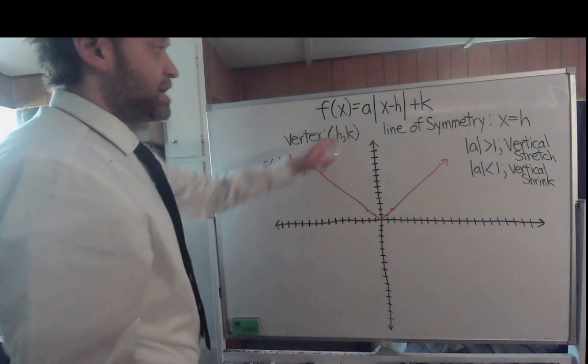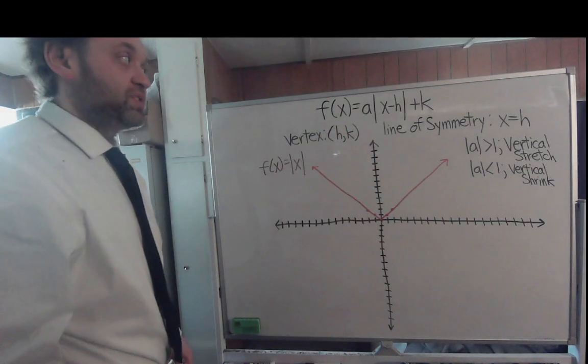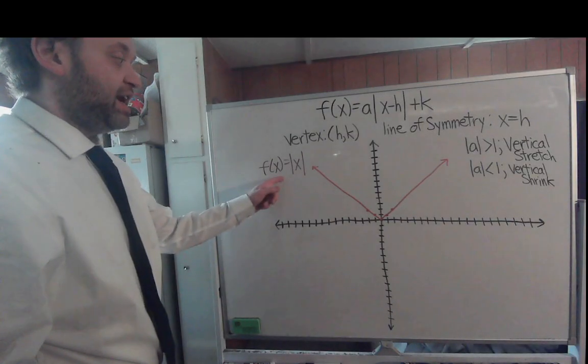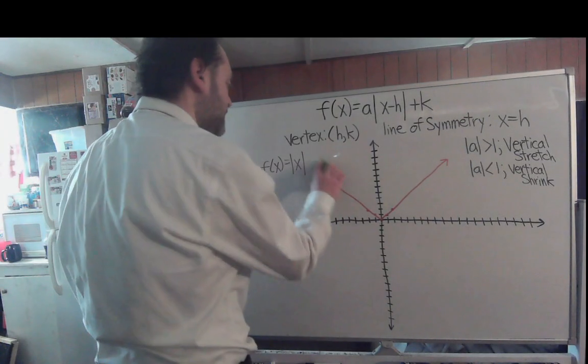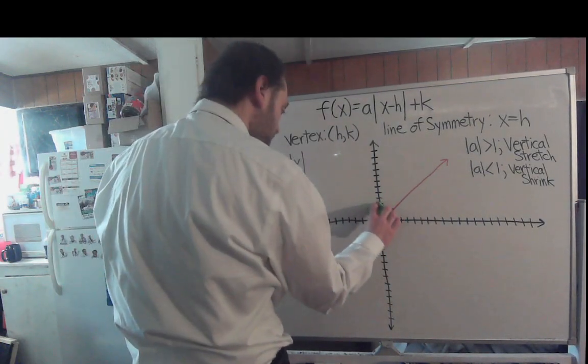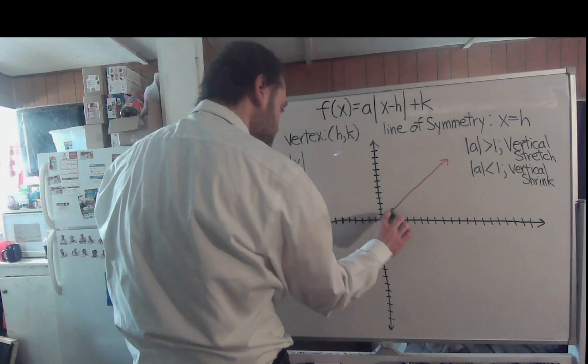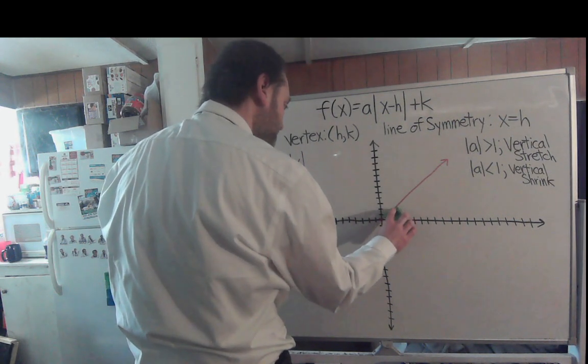Now let's say my coefficient was negative on the outside of this. Let's say I had f of x equals negative absolute value of x. In fact, let's do that real quick. Why don't we demonstrate that real quick since it's going to be a reflection?